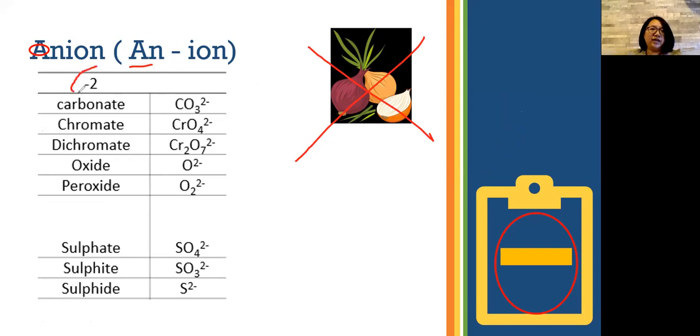Now, if it is a negative, 2 negative, you will see that the charges are all 2 negative. So let's look at the hard part, where some of the students couldn't even master it when they're in Form 5. Look at how I do it.